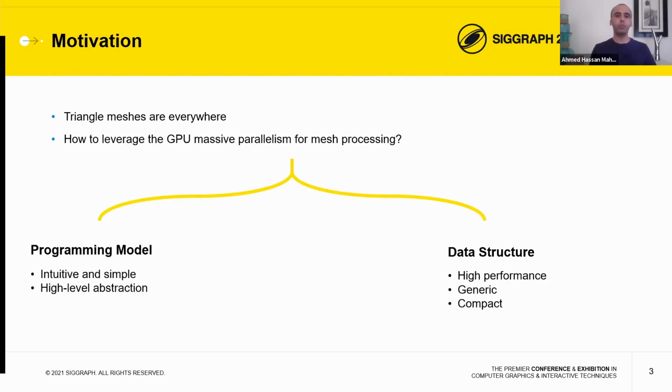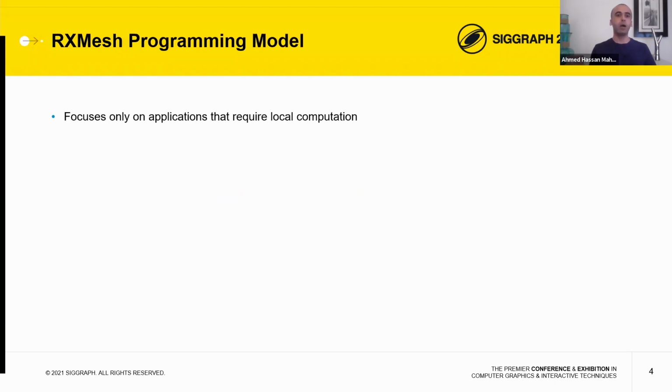And in order to use the GPU to speed up triangle mesh processing applications, we offer a programming model that is intuitive and provides a high-level abstraction for a large set of mesh processing applications. We also provide a data structure that can perform query operations with high performance on the GPU while being generic and compact. Our programming model is focused on applications that require computation based on local neighborhood.